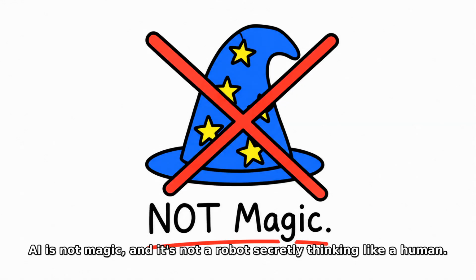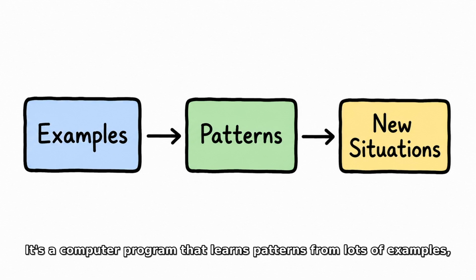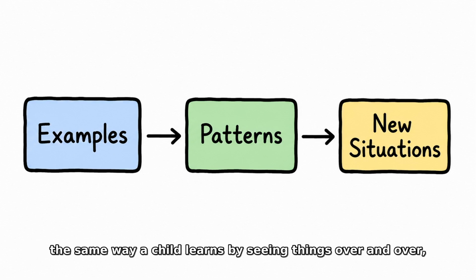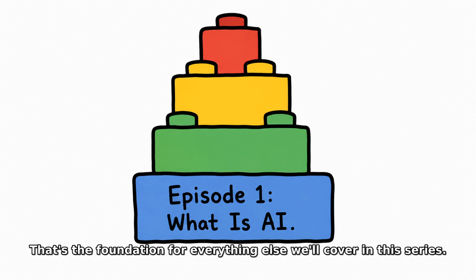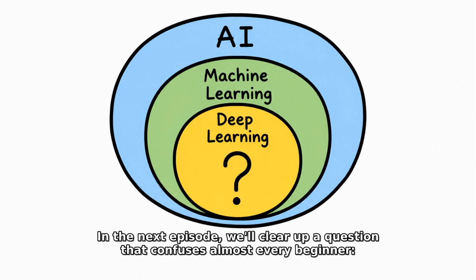So let's recap. AI is not magic, and it's not a robot secretly thinking like a human. It's a computer program that learns patterns from lots of examples, the same way a child learns by seeing things over and over, and then uses those patterns to handle new situations. That's the foundation for everything else we'll cover in this series.